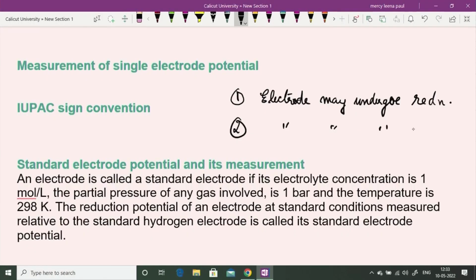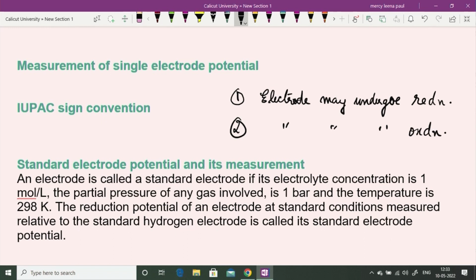Now, when connected, there are 2 conditions. We were just mentioning that you are going to connect the given electrode with a standard hydrogen electrode. When we connect it, there are 2 options that may occur. One is the electrode may undergo reduction. Similarly, the second choice is the electrode may undergo oxidation. So, there are two cases.